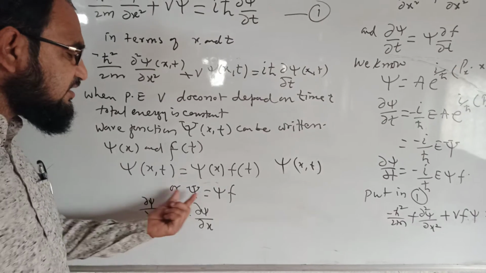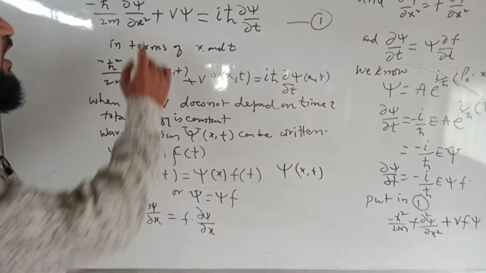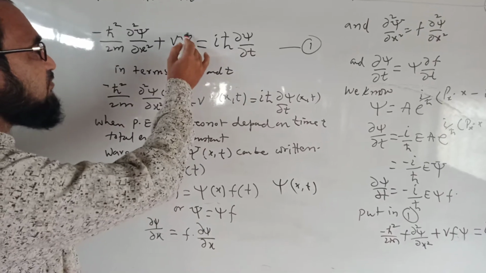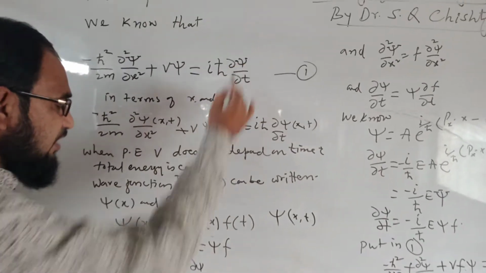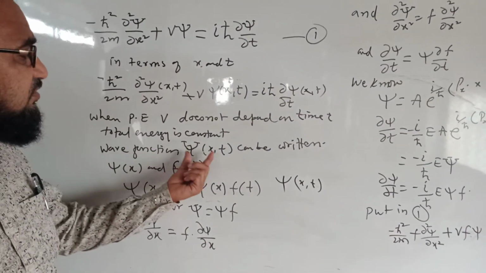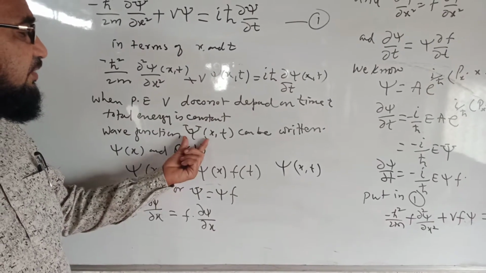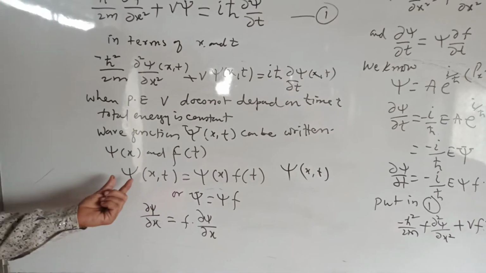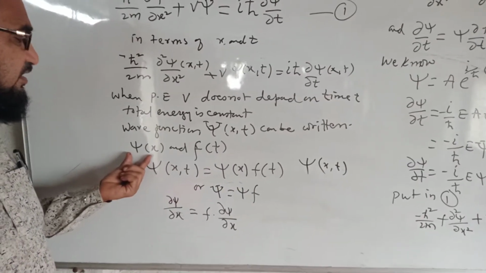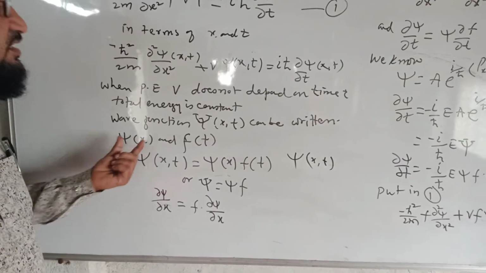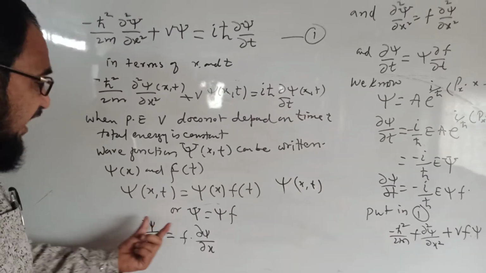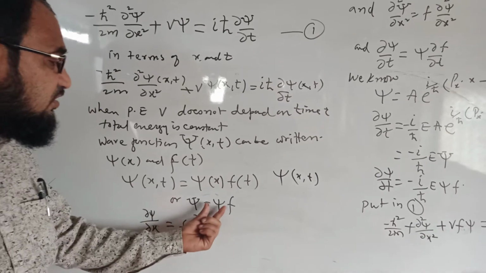Remember that this psi is capital psi. The psi which we are using here is also capital psi. The psi which we are using here is a small psi. And here this capital psi depends upon the value of x and t. So here the notation is psi of x. This psi of x is different than this psi of x. So therefore this capital psi is equal to psi f.